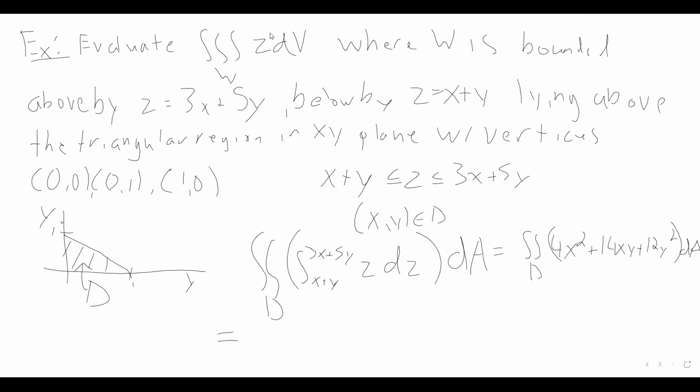I'm sorry, go ahead. Yeah, I just had a quick question. So how did you get from z dz to the 4x squared plus, and then the rest of that?